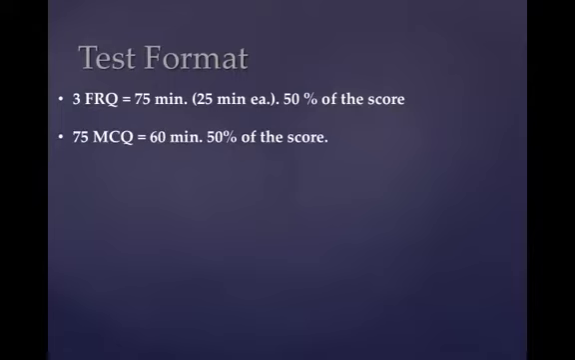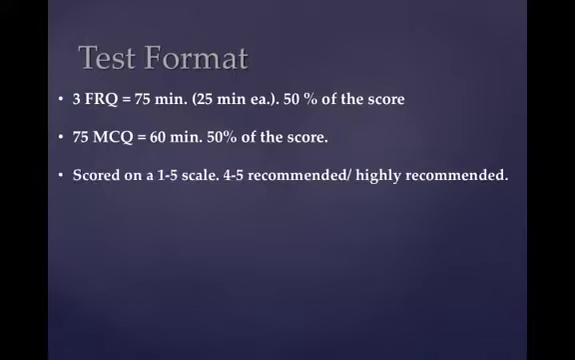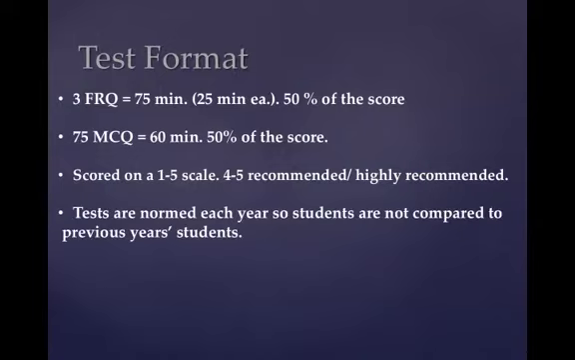You'll have 75 multiple choice questions to answer in 60 minutes, and 50% of your score will come from that as well. Your test is scored on a 1 to 5 scale, and a 4 or 5 is recommended and highly recommended. That's where you want to be in order to be considered for college credit at most places. You need a 4 or a 5. And also, the tests are normed each year, so students are not compared to previous year students. So a 5 one year may be different than what a 5 is in another year, based on whatever that pool of tests that were taken and submitted look like.